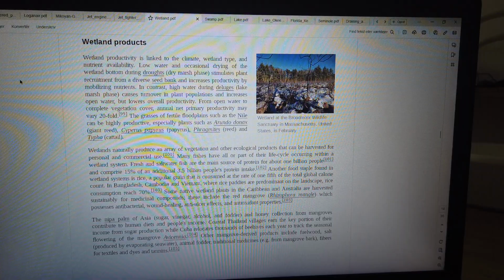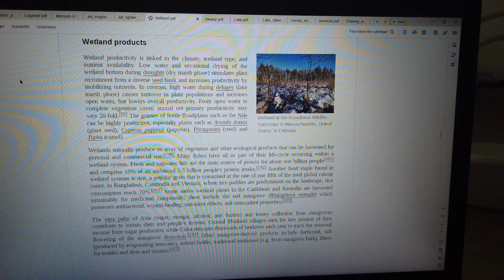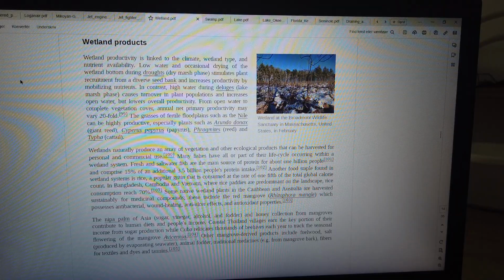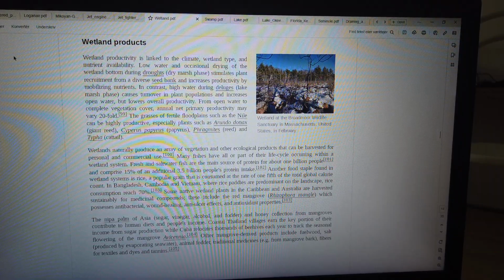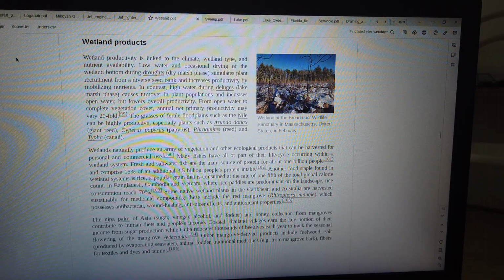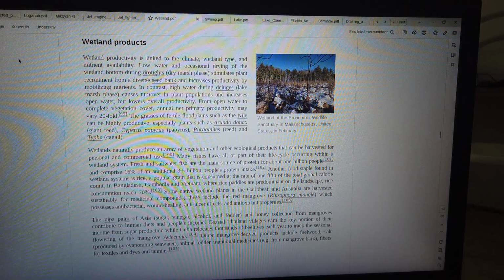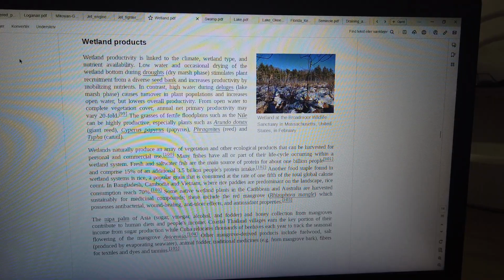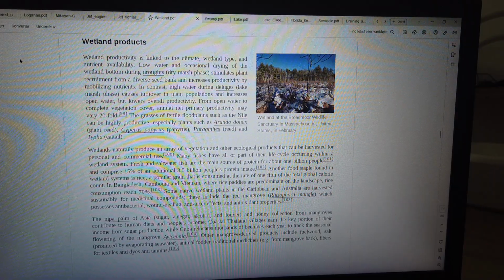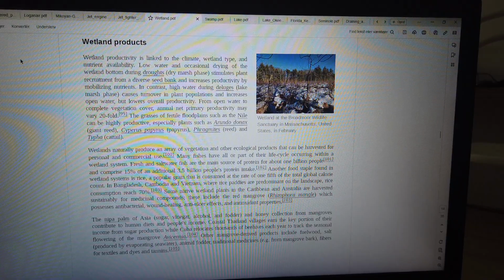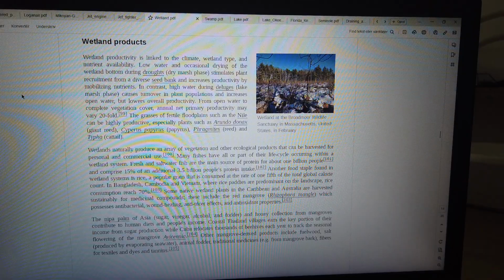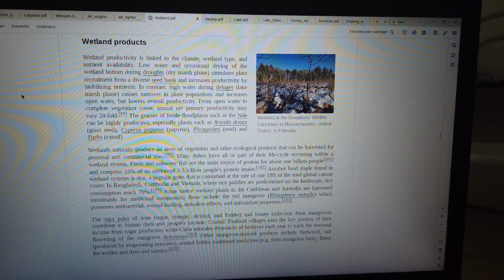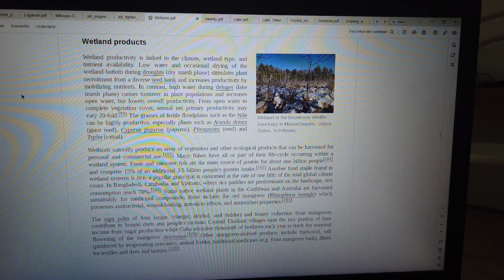103. Some native wetland plants in the Caribbean and Australia are harvested sustainably for medicinal compounds. These include the red mangrove, Rhizophora mangle, which possesses antibacterial, wound healing, anti-ulcer effects, and antioxidant properties. The Nipa palm of Asia, sugar, vinegar, alcohol, and fodder, and honey collection from mangroves contribute to human diets and people's income. Coastal Thailand villages earn the key portion of their income from sugar production, while Cuba relocates thousands of beehives each year to track the seasonal flowering of the mangrove Avicennia. 104. Other mangrove-derived products include fuelwood, salt, produced by evaporating seawater, animal fodder, traditional medicines, for example from mangrove bark, fibers for textiles and dyes, and tannins.